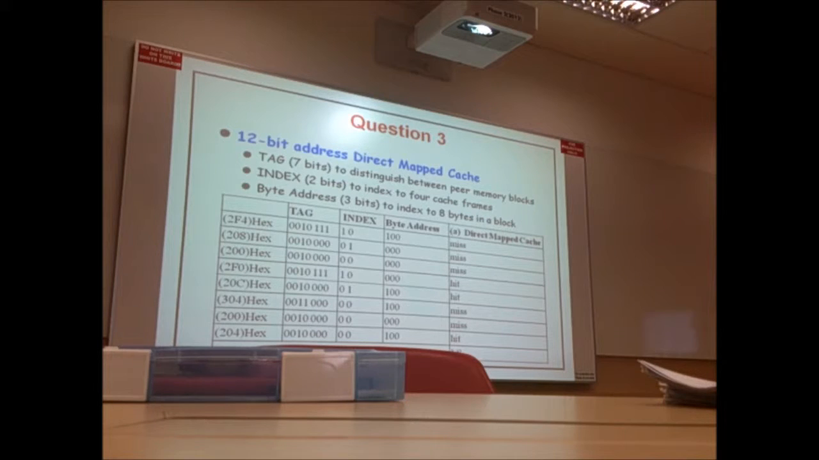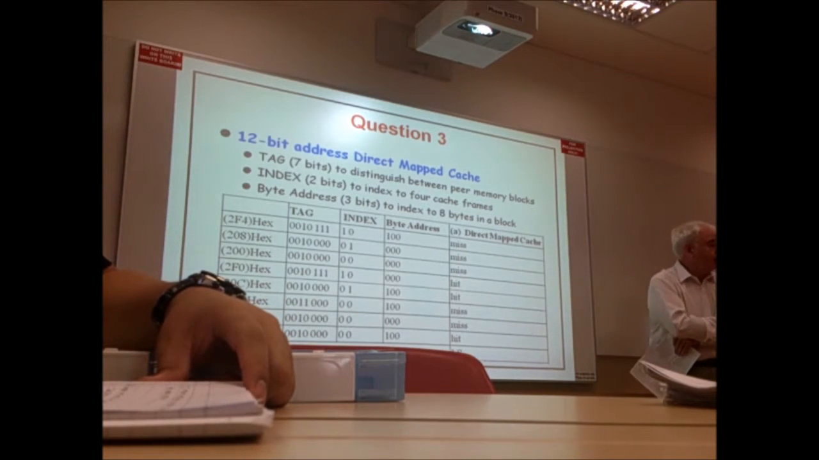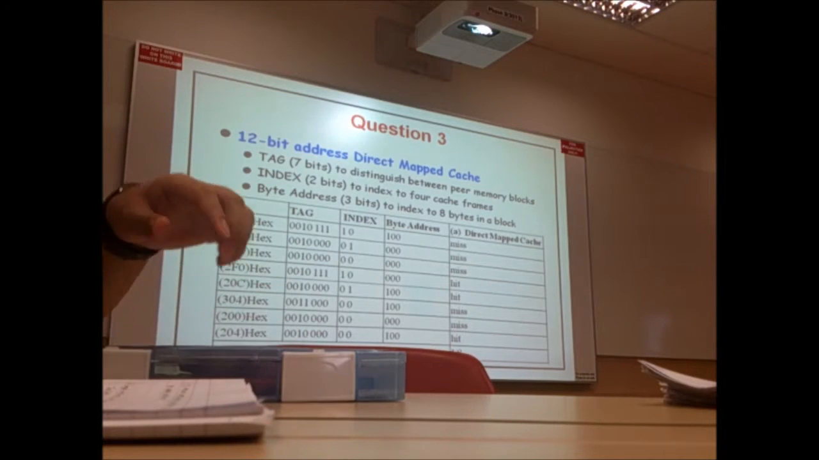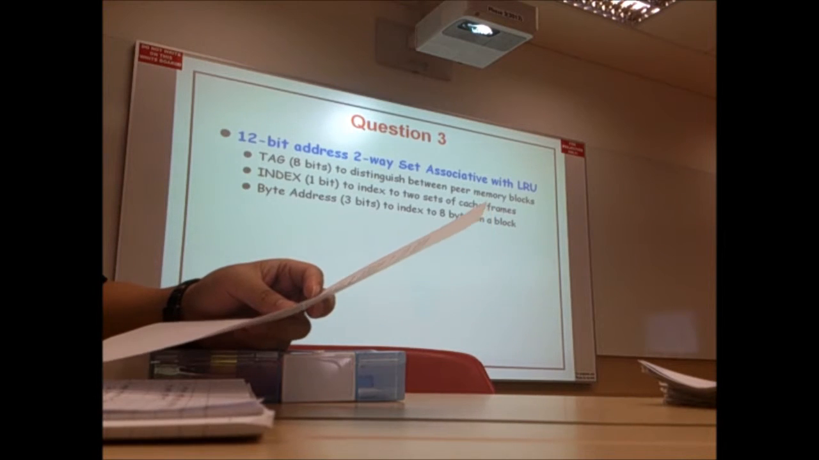Okay, any questions on that? Why is it a miss? Wait, which one? 2F0, right? 0010 111, index 1010, 000, it's a hit. Okay. Then 305 is a hit. Sorry? Why do you say that it's a hit? Because same index is a hit. Same tag, same index, right?